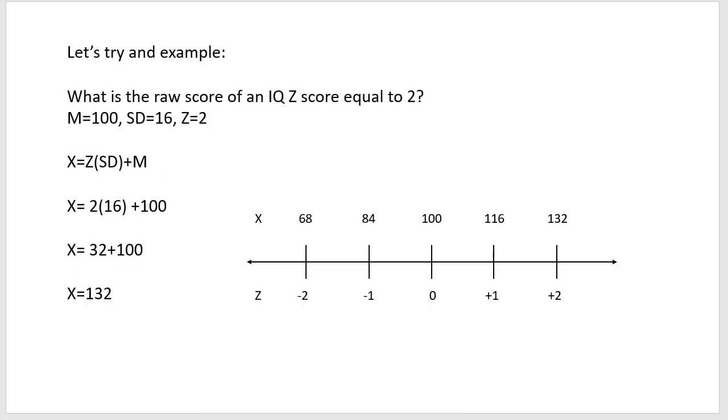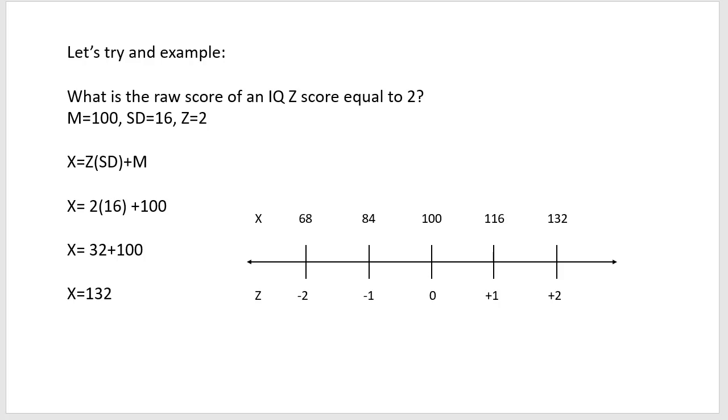If we are inclined to try an example, we would undo what we did before and say, what is the raw score of an IQ z-score equal to 2? So if you had an IQ z-score that was 2, you would know that you're working with a mean of 100, standard deviation of 16, but a z-score equal to 2. So what we want to know is, what is the IQ raw score if we have a z-score equal to 2? We use our formula. The raw score is equal to the z-score times the standard deviation plus the mean. x is equal to 2 times 16 plus 100. x is equal to 32 plus 100. x is equal to 132.